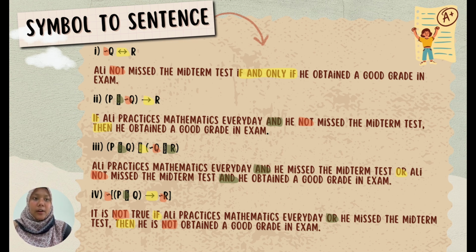The third Roman, open bracket, P and Q or not Q and R. The answer of the sentence is, Ali practices mathematics every day and he missed the midterm test, or Ali did not miss the midterm test and he obtained a good grade in exam. So for the last Roman, not open bracket, P or Q implies not R. The answer is, it is not true that if Ali practices mathematics every day or he missed the midterm test, then he did not obtain a good grade in exam.